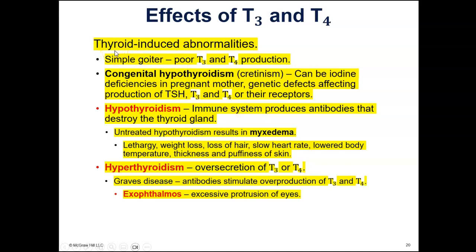Okay, so some thyroid-induced abnormalities. Sometimes you'll see a person who has a goiter in their neck, and that just means that it comes from poor production of thyroid hormones, T3 and T4. Sometimes there is congenital hypothyroidism or cretinism. That can come from iodine deficiencies in the pregnant mother, or it can be genetic. Then there's hypothyroidism, which is decreased production of thyroid hormone. It occurs when the immune system produces antibodies that destroy the thyroid gland.